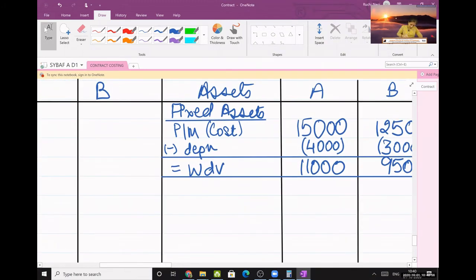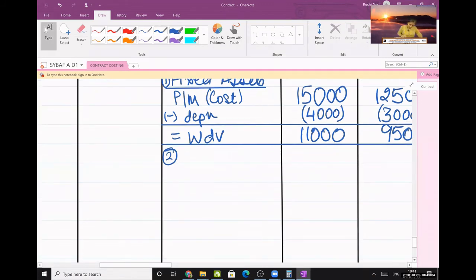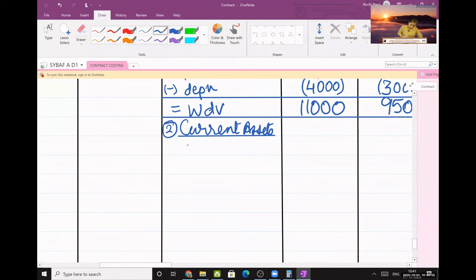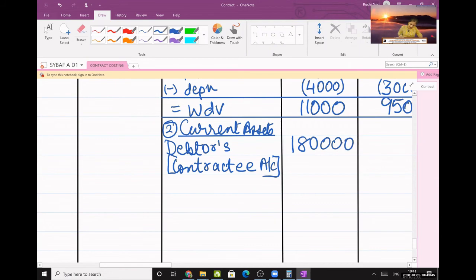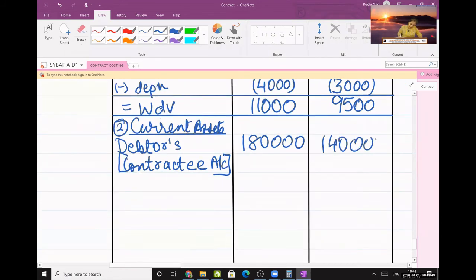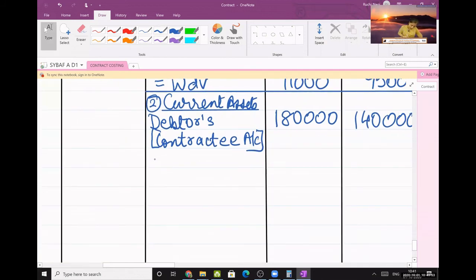Next will come what? Second part will be investments, to nahi hai, chhodo. Then current assets. Write down, under current assets what do you have? I have my debtors. So debtors are nothing but my contractee is my debtor. So my answer was how much in the balance? 1,80,000 and 1,40,000. Okay, then I have closing stock of raw material.